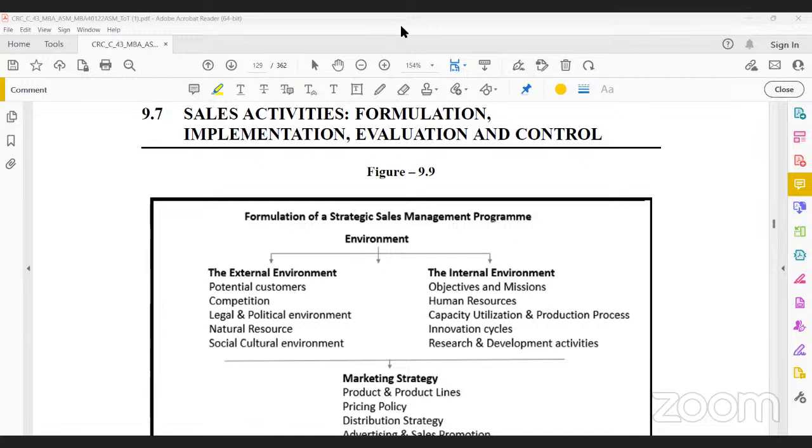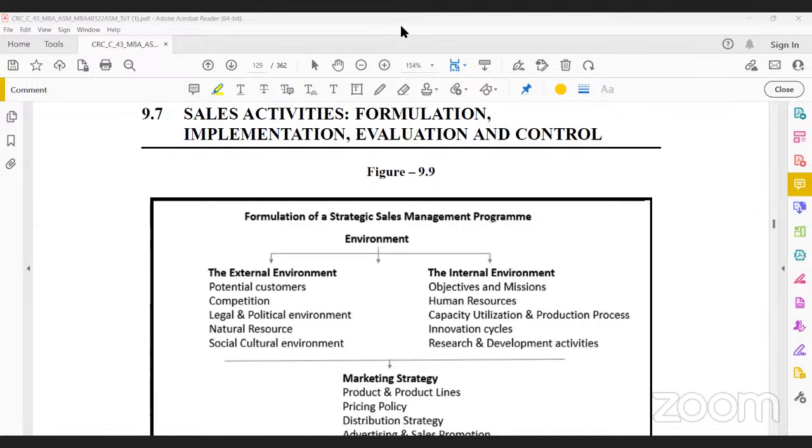Some of the companies, their environment, you see the coal mines, solar energy, fertilizers, and these are natural resources based quarries, right? If the resources are limited and the company is unable to get the profit, the natural resources are influencing the marketing. Social cultural environments.